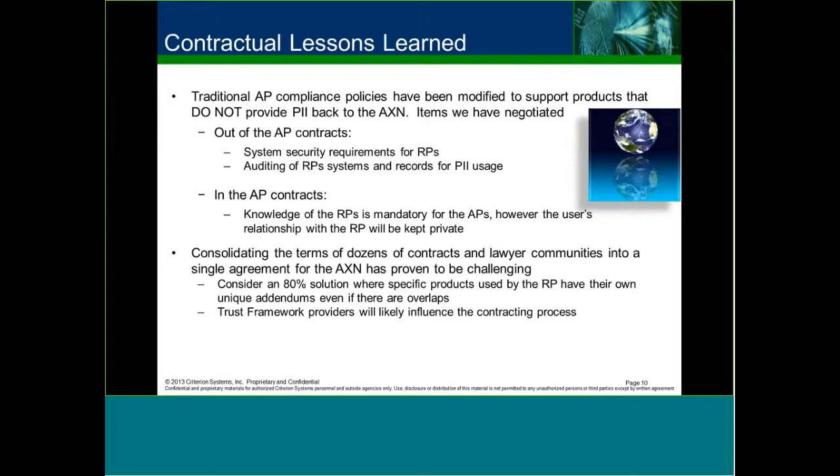Auditing of the systems that the RPs have and the record usage. Well, we provide a full audit trail, so that wasn't something that had to actually be flowed down to the relying party contracts. Also, it's important to note that the attribute providers want to know who the RPs are, but they really don't need to know the user's relationship, and so we were successful in negotiating that out as one of the terms.